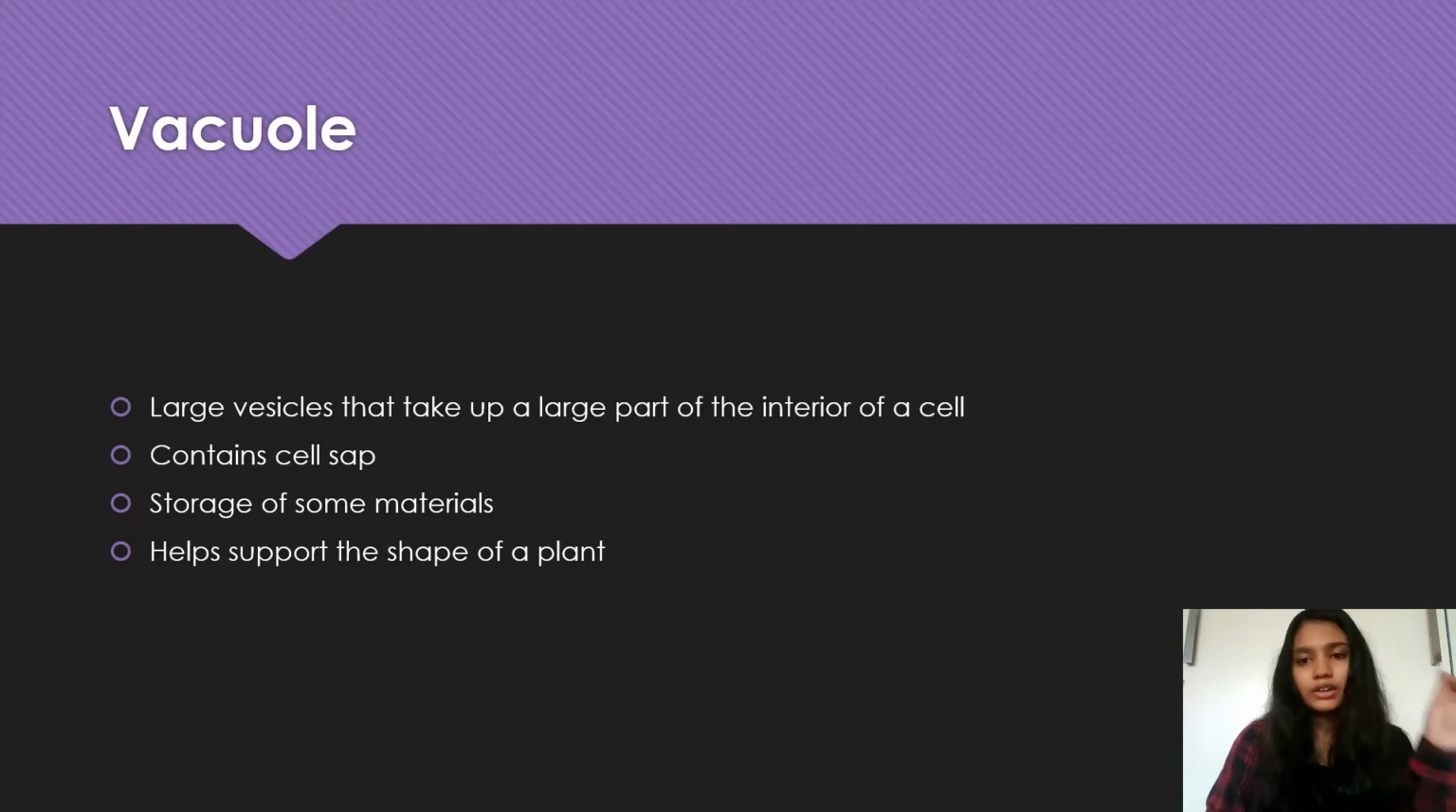If you go back to the first slide in the cell structure, there's an empty space. It looks empty, it's the vacuole, but it could contain cell sap as well, and it could store some specific materials, and it helps support the shape of a plant, which again you will learn later in chapter 3. This is fairly easy. Just keep up with it. While I'm talking, you pause the video, read through these, and take it up for yourself.